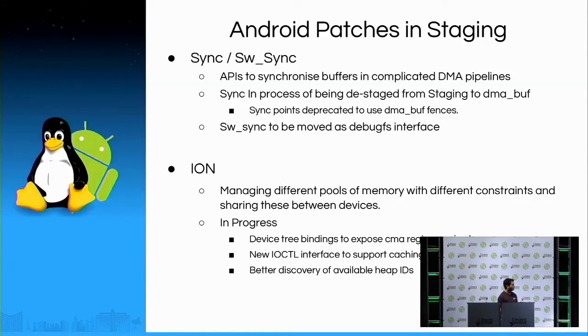Ion is again a memory manager which was Android specific, mostly used in graphics pipelines, but can be used as a generic purpose memory allocator as well. Laura from Red Hat is working on it. Current in progress items are device tree bindings, better discovery of available heap IDs to allocate from, and a new ioctl interface to support caching using DMA buf APIs. So this is in active development right now.